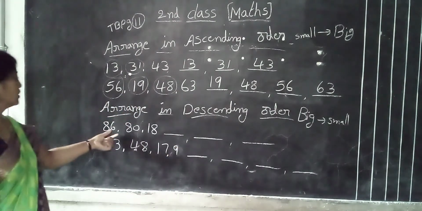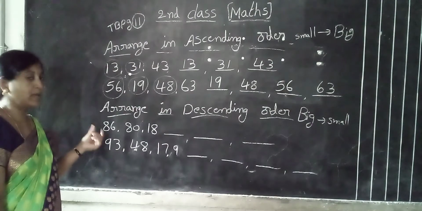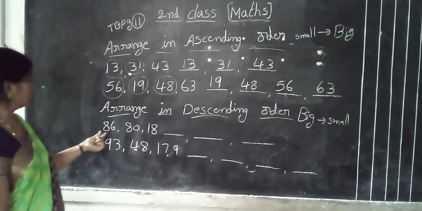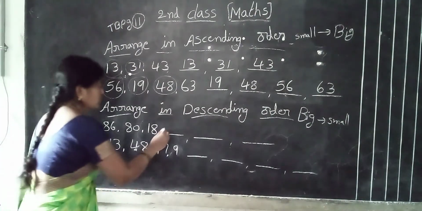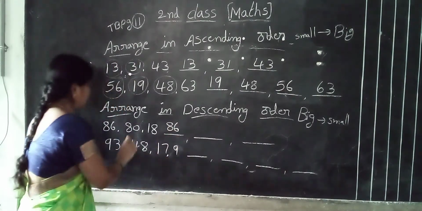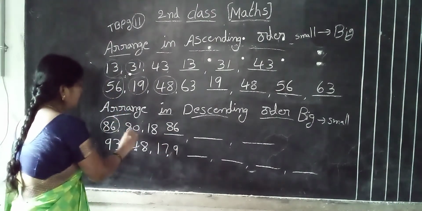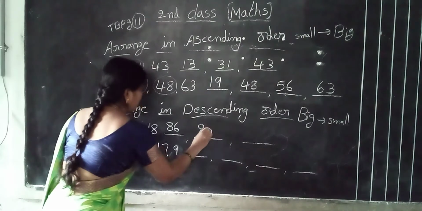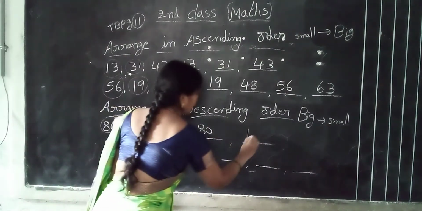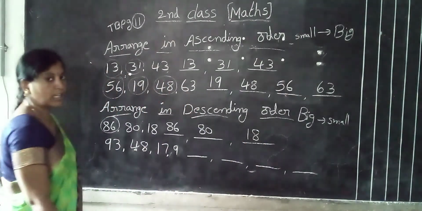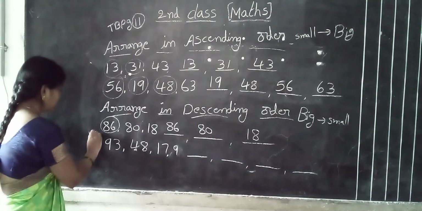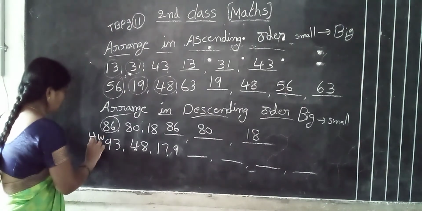So in this, descending order is big to small. So 86 is the biggest number. Next biggest number is 80. Next biggest number is 18. Okay children. Next, this is the homework, children.